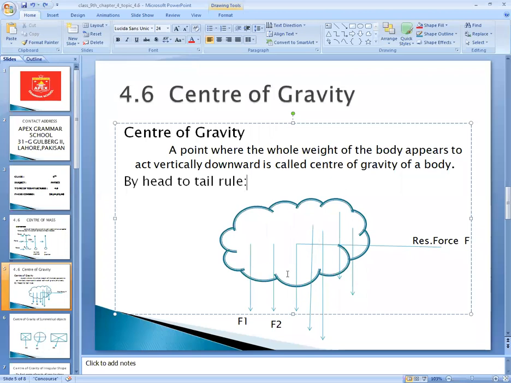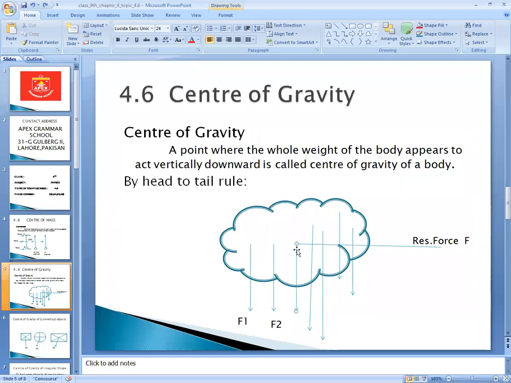So if I take the resultant of this, this point will be the resultant. This is also called the center of mass. And center of mass, I have already told you, is a point where the force of gravity is acting on that body. It means this is the only point where the force of gravity is acting.